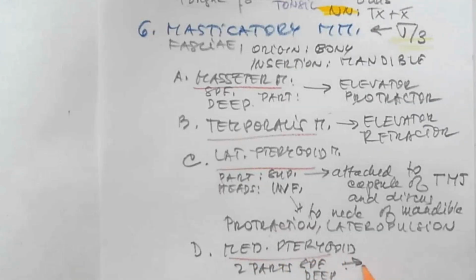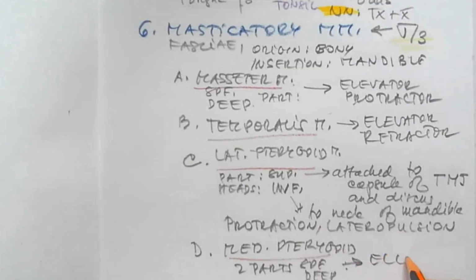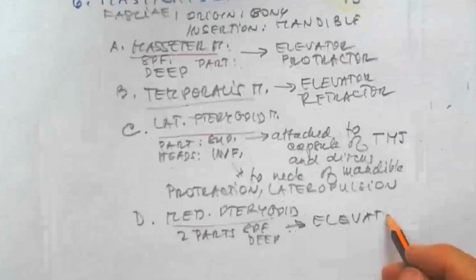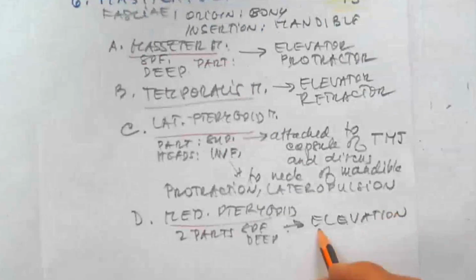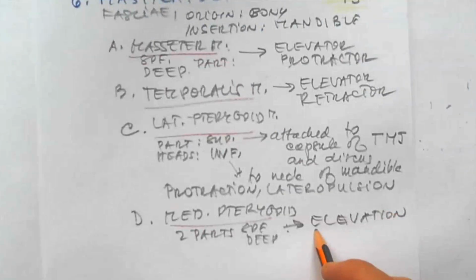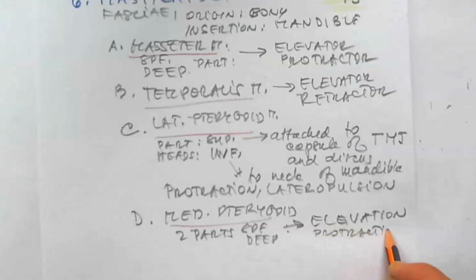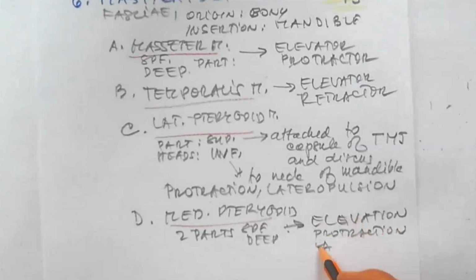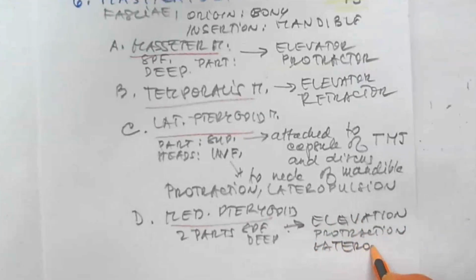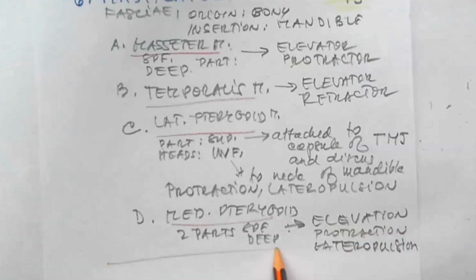And finally, the medial pterygoid is again an elevator, so elevation, and then also slight protraction, and again lateral pulsion. That's it. So these are the muscles called muscles of mastication.